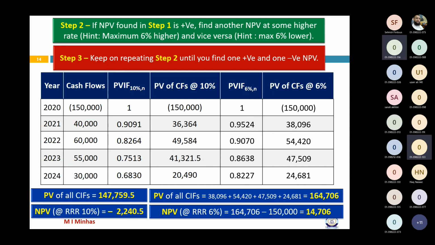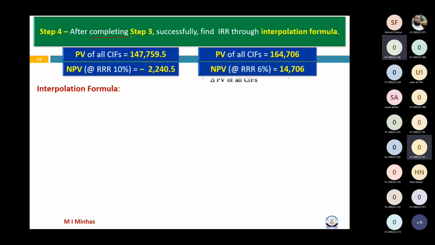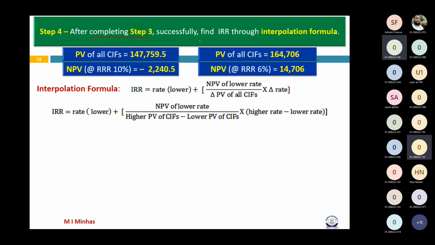Step three says to keep repeating step two until you find one positive and one negative NPV. In our case, we have already obtained one negative and one positive NPV, so now we move on to the fourth step, using the interpolation formula. After completing step three, when you get a positive and a negative NPV, we use the interpolation formula. I've brought forward all four values that we calculated on the previous slide: the present value of all cash inflows at 10%, the NPV at 10%, the present value of all cash inflows at 6%, and the NPV at 6%. Is this clear? What are these values about?